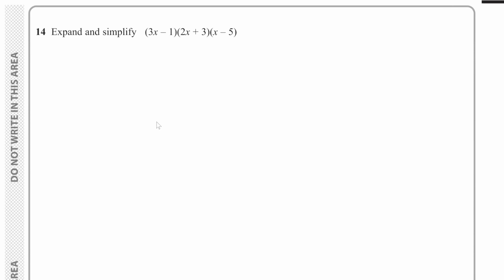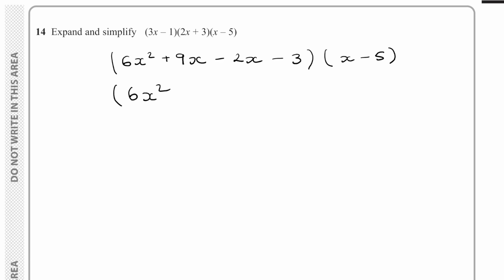Question 14, an expand and simplify. So we've got triple brackets. We're going to expand the first two and leave the last one for now. So 3x times 2x, 6x squared. 3x times 3 is 9x. Negative 1 times 2x is negative 2x. Negative 1 times 3 is negative 3. Just going to leave the last one on the end there. I am going to simplify, so 9x take away 2x is 7x.